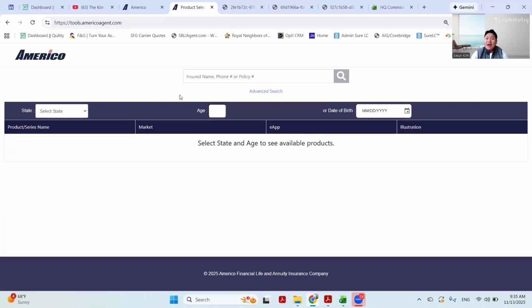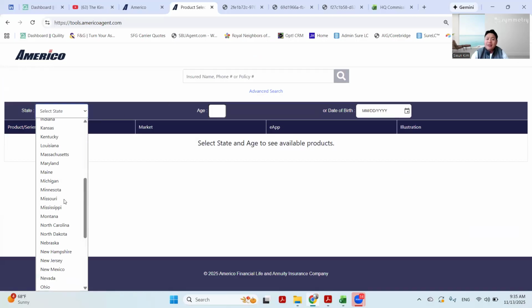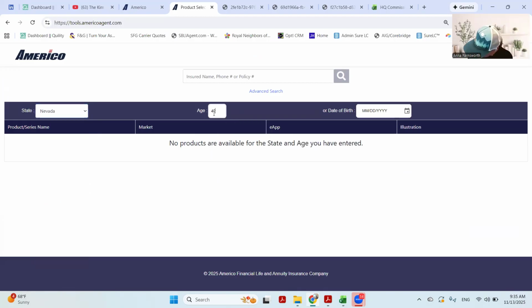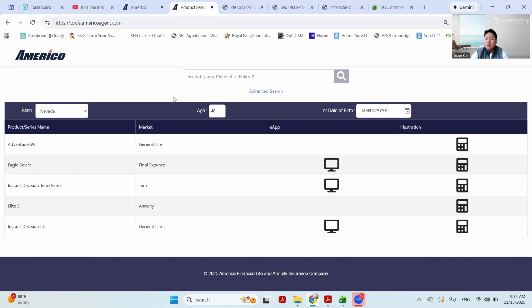So Americo's term products and the IUL is a no-go for cancer previously. A client who had cancer, no matter how little it was or how long ago it was, it doesn't matter. If it's cancer, then the term and the IUL is out.